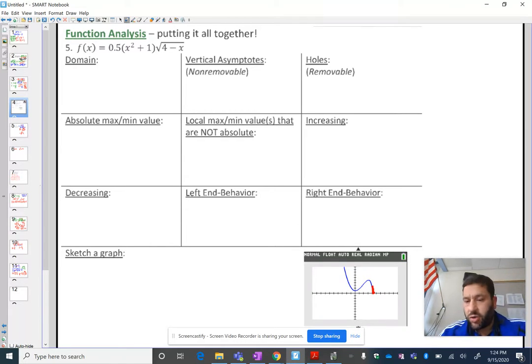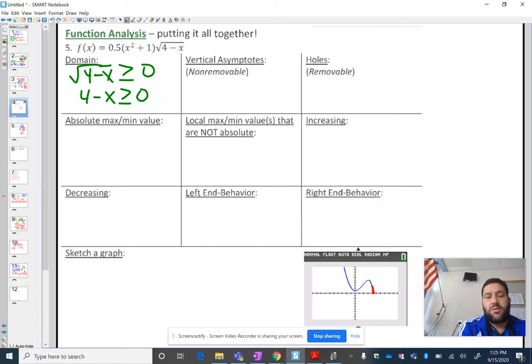So we want to look at our domain. Remember, our domain is how far does it go left to right? And we learned the other day the only part we have to worry about here, because there's no denominator, is the radical. Remember, all radicals must be even or greater than or equal to 0, I should say positive. So for our domain, we want to find out when the square root of 4 minus x is greater than or equal to 0, which happens when 4 minus x is greater than or equal to 0.